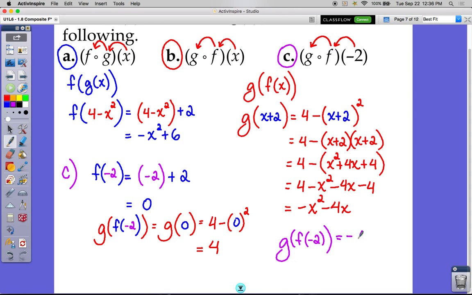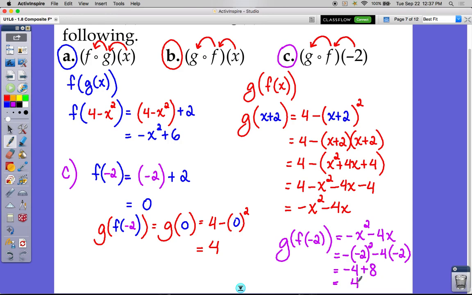That is negative x squared minus 4x. So I plug in a negative 2. Negative 2 squared is 4. Make it negative. Negative 4 times negative 2 is 8. Positive. What's negative 4 plus 8? Same answer. But honestly, that takes a lot more. But since we had already done that, we could have used it.